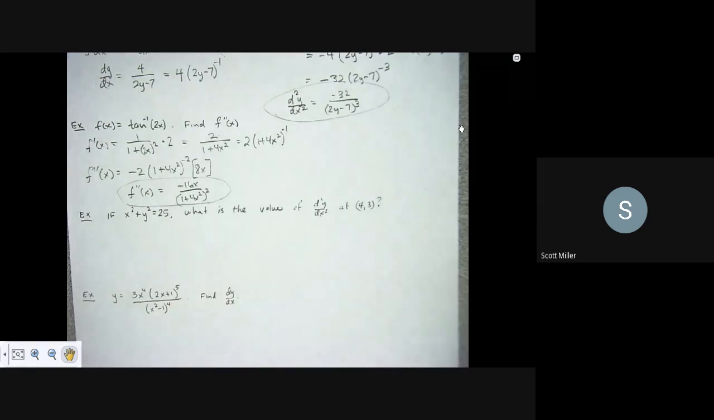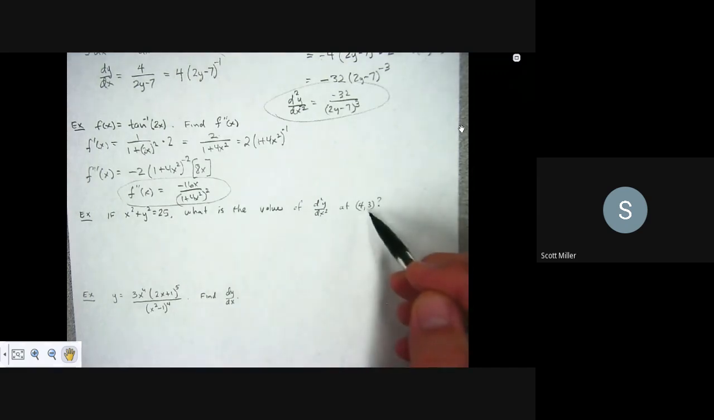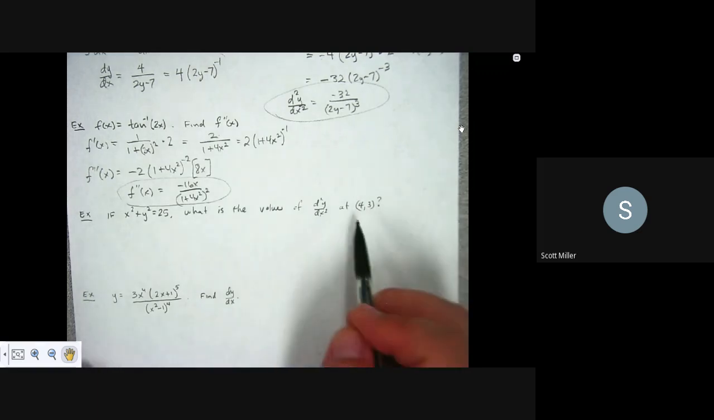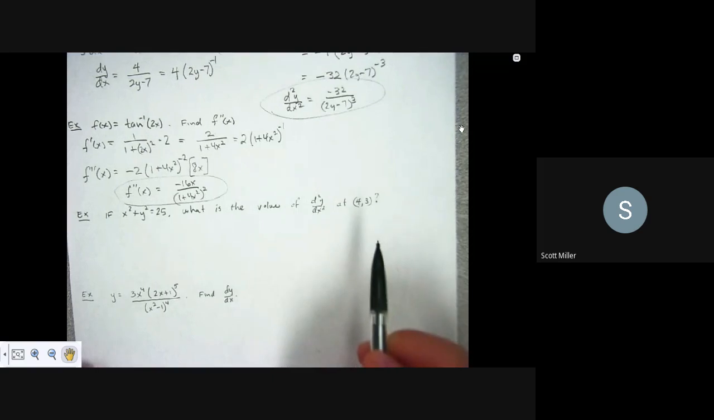Pause the video right now and see if you can do the last example, this example right here. Okay, I'll give you a countdown. Pause it and try to do it on your own. Second derivative, evaluate it at (4, 3). Hopefully you found an answer to this. Let's see how you did.